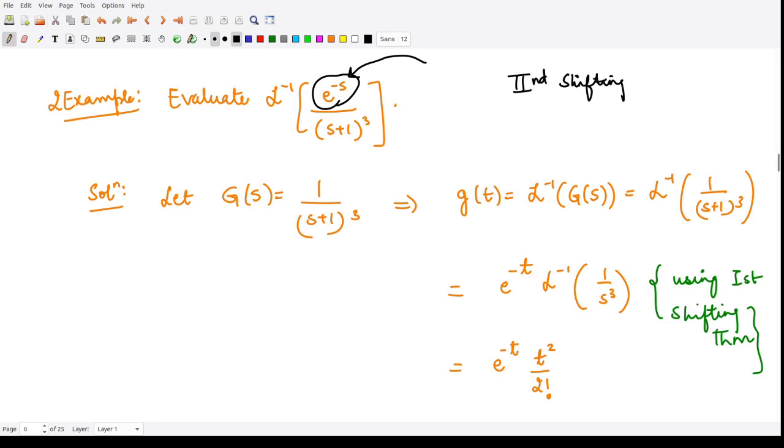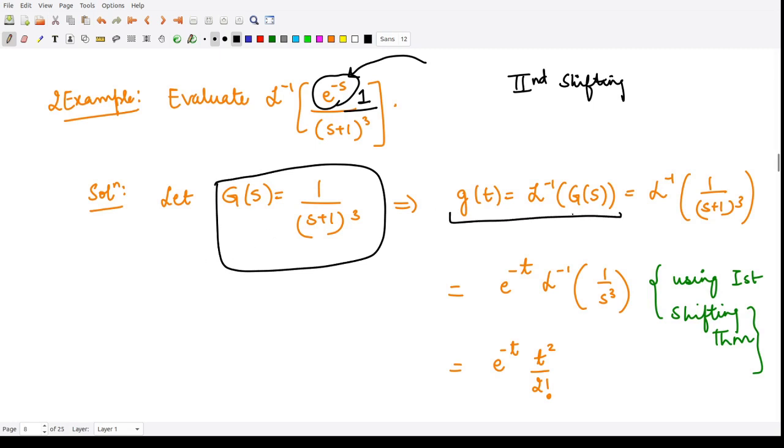For that, firstly we will suppose the term 1 divided by (s plus 1) whole cube to be G of s, so that we can compute the inverse Laplace transform of this term. So we assume that the inverse Laplace transform is g of t, and we can substitute the values. Now we can apply the first shifting property.